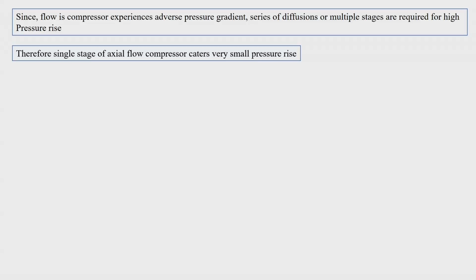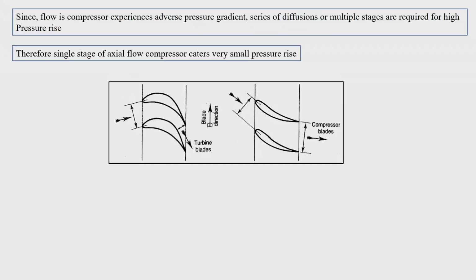Therefore, a single stage of an axial flow compressor caters to a very small pressure rise. The reason is that we have an adverse pressure gradient, or an increase in pressure in the direction of flow. That is why we have to raise the pressure smoothly. Every stage adds a small amount of pressure to the flow, and that is why we need multiple stages.